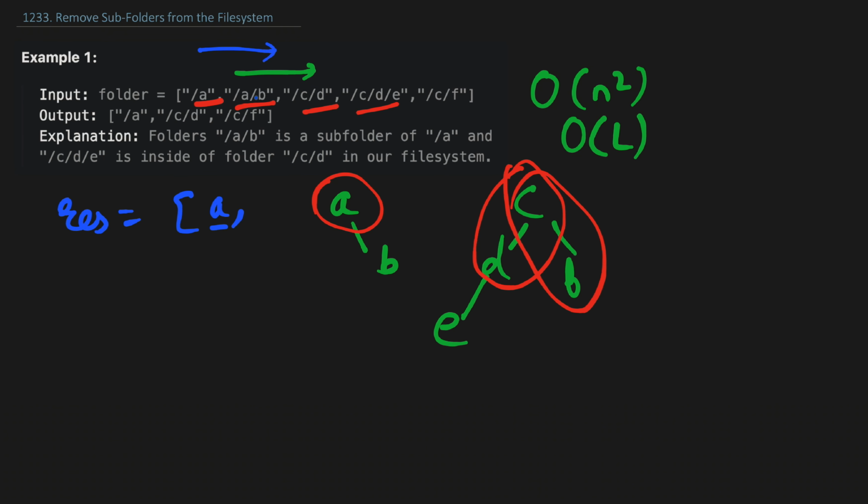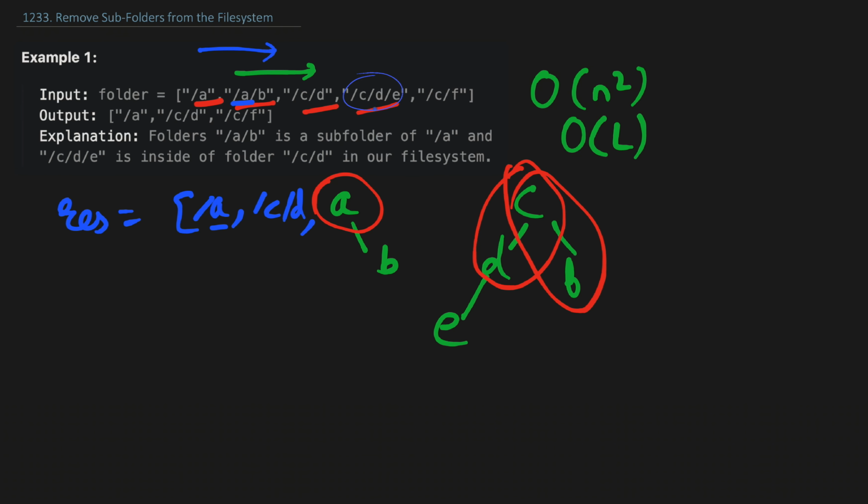And how do we check it? We can check, does it start with /a? And the answer is yes. So we skip adding it to the list. Now we go to /c/d and we check, is /a the parent of it? And the answer is no, because it does not have any matching prefix with /a. So we will add it to the result list.